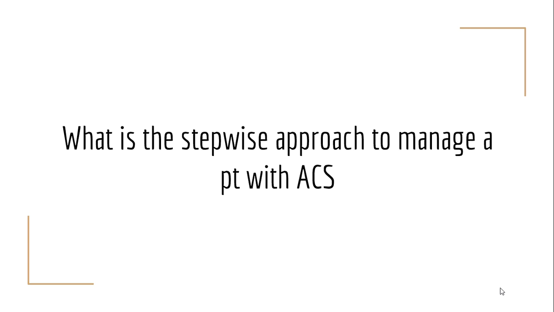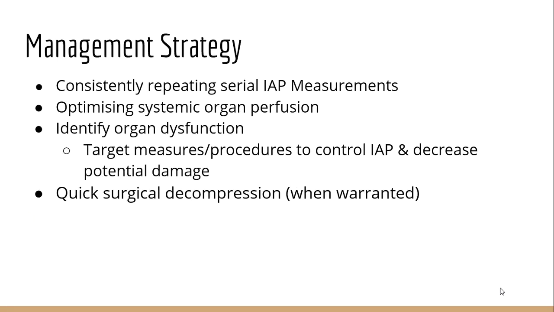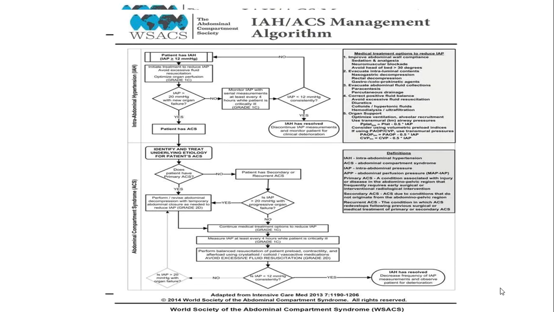So what is the stepwise approach to manage a patient with ACS? We consistently repeat serial IAP measurements, optimize systemic organ perfusion, identify any organ dysfunction, use targeted measures and procedures to control IAP and decrease potential damage, and perform quick surgical decompression when it is warranted. So this is the ACS society algorithm.